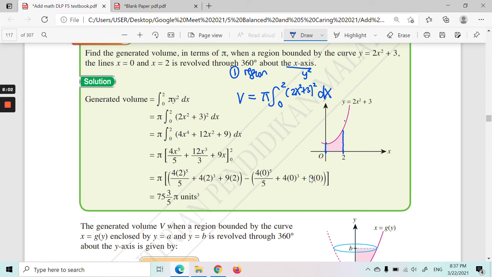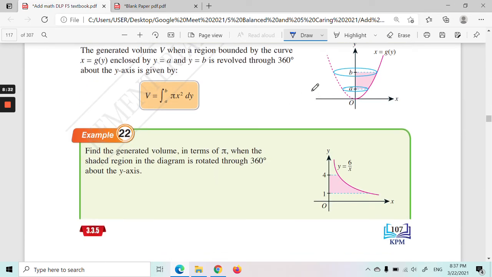After that, you do integration like usual. 4 copy, x copy, power plus 1, divide by the power, and then plus 12 copy, x copy, power plus 1 becomes 3, divide by 3, plus integrate 9, getting 9x, and then from 0 to 2. Next step, just substitute when x equals 2 minus when x equals 0, and then key in the calculator, getting this answer. So this is the volume for this solid.